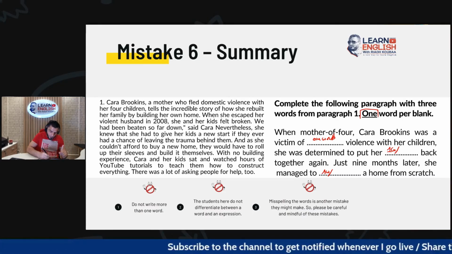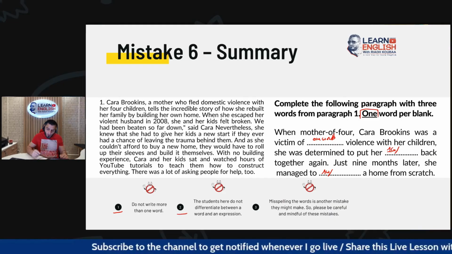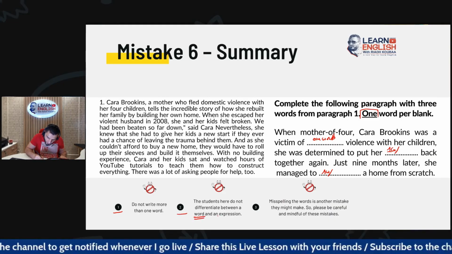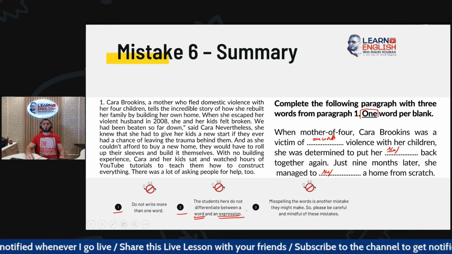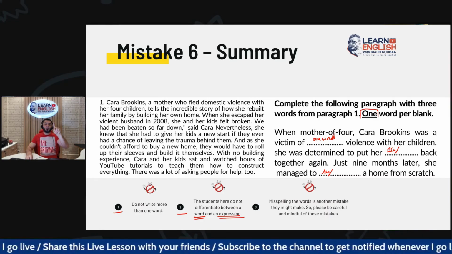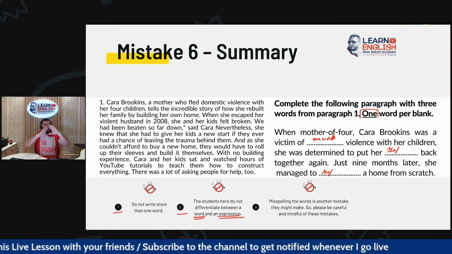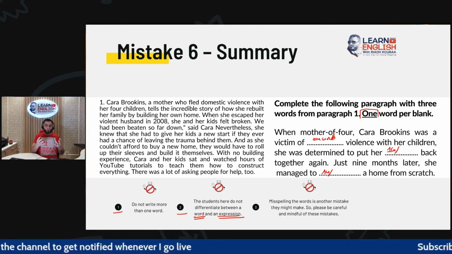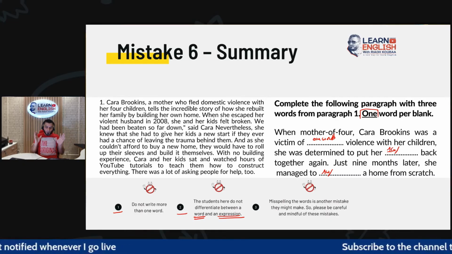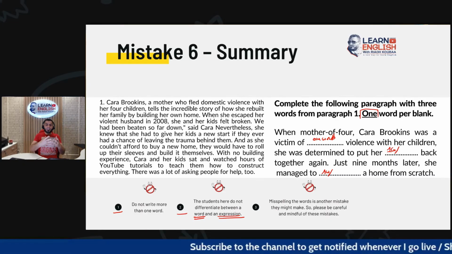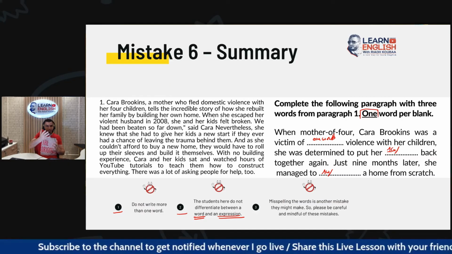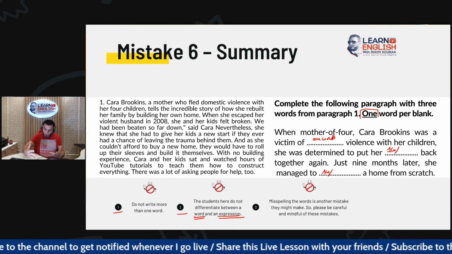This is the first remark. Second one, the students do not differentiate between a word and an expression. One word is one word. An expression can be a group of words, 2 or 3 words. So this is an expression. So when the question asks you to write one word, write one word. Don't write expressions. Don't write 2 words.